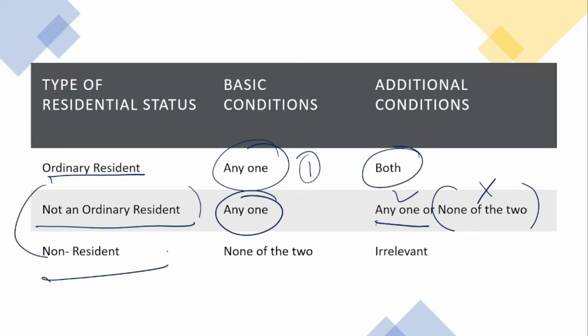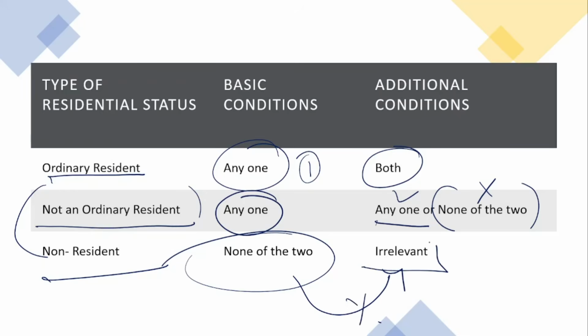If he is a non-resident, it means he should not satisfy both the basic conditions. If he is not satisfying the basic conditions, then we will not move on to additional conditions. So additional conditions become irrelevant.